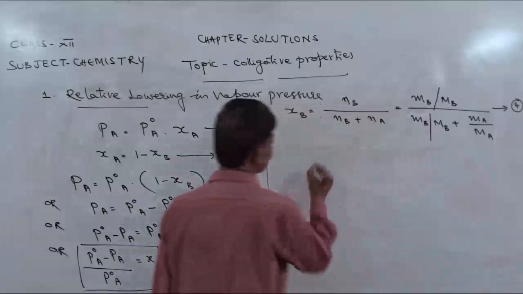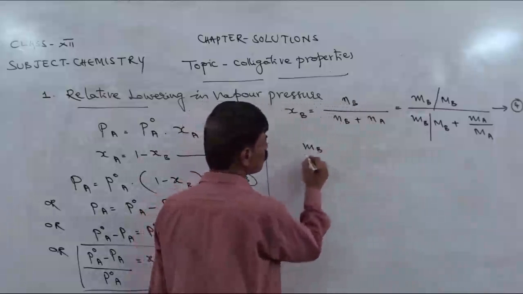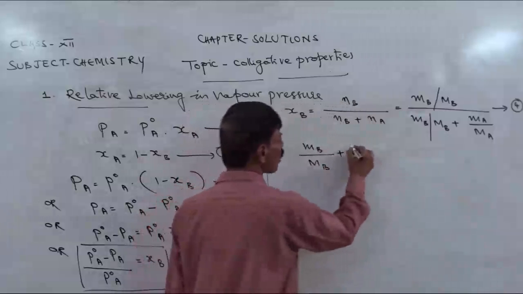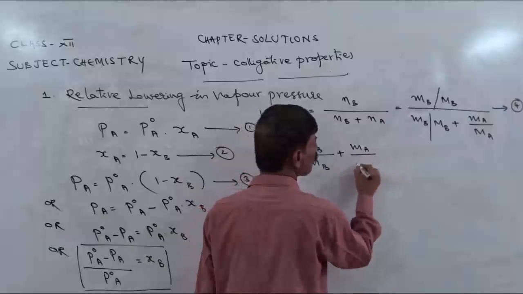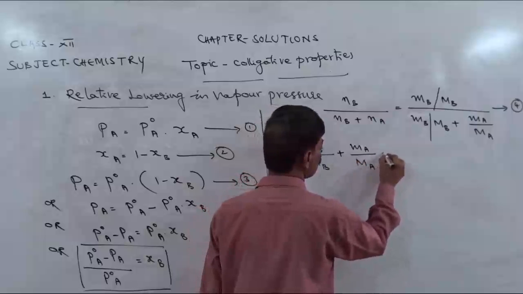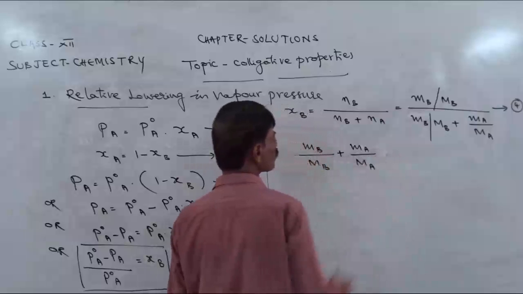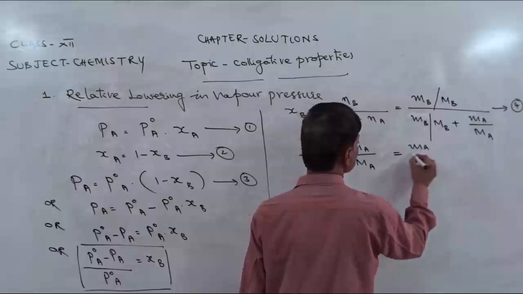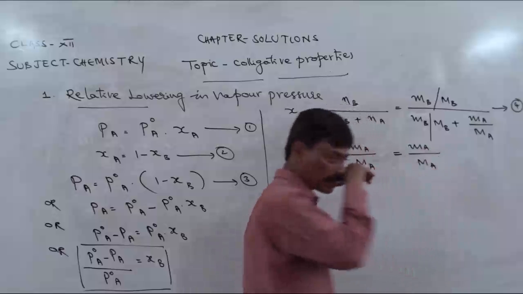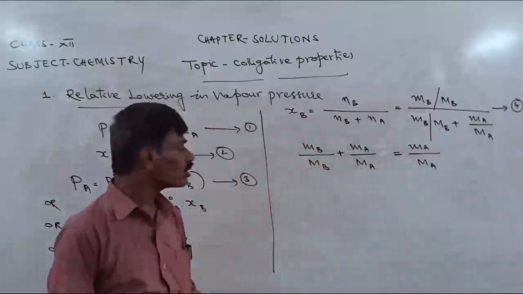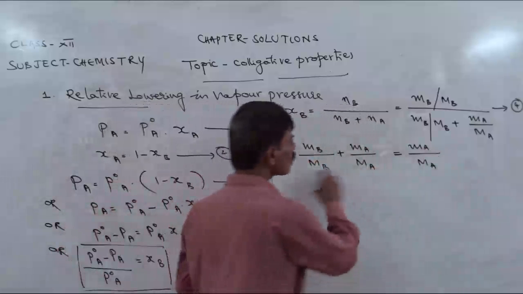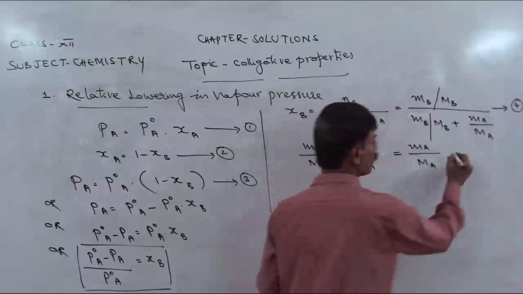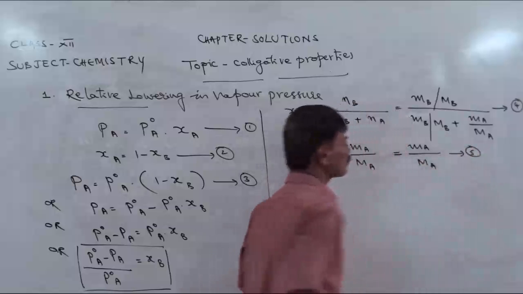And here mass of solute divided by molar mass of solute plus mass of solvent divided by molar mass of the solvent is approximately equal to mass of the solvent divided by molar mass of the solvent, because always the solvent is there in large quantity when compared to the solute. So this is almost equal to the ratio of small mA and capital MA. Let this be equation number 5.